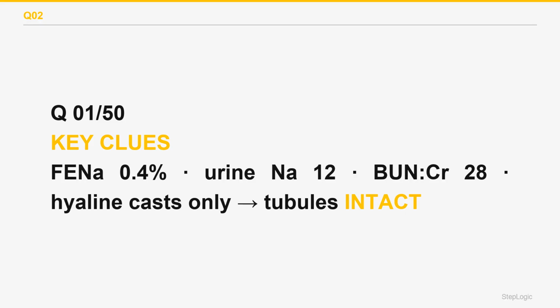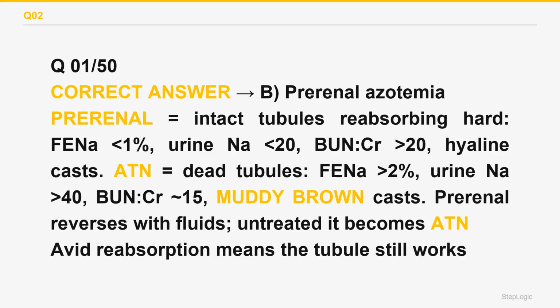In acute tubular necrosis, the tubular cells are dead and cannot reabsorb anything. The fractional excretion rises above 2%, the urine is isosthenuric, and muddy brown granular casts appear. None of that is present here, so choice A is excluded. The correct answer is B.